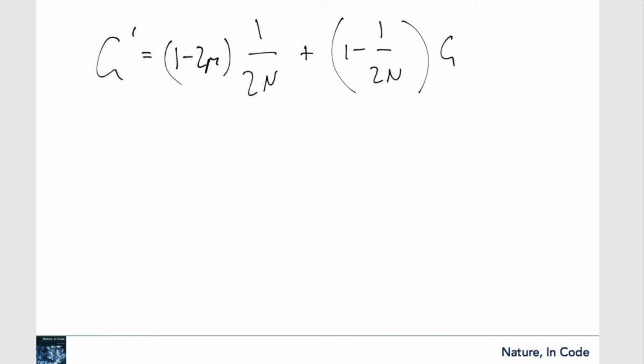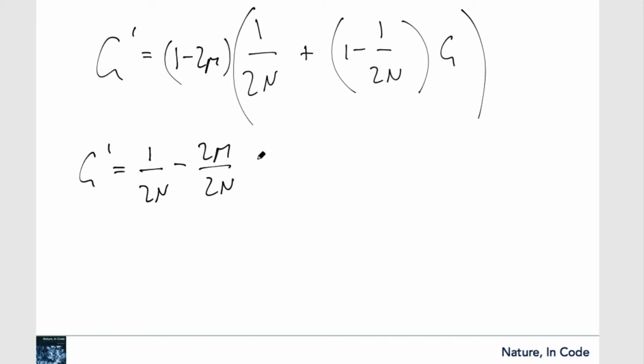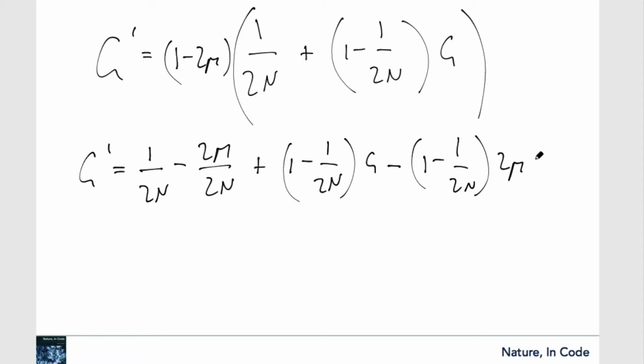The second step now is that we are going to completely expand this term here. So what does this mean? Keep in mind, we need to multiply 1 minus 2 mu with this entire term here. So let's go ahead and expand the whole thing. This is 1 times 1 over 2n, so that's 1 over 2n minus 2 mu over 2n, plus 1 minus 1 over 2n chi. So this is 1 times this term, minus 1 minus 1 over 2n 2 mu chi. So this is minus 2 mu times this term.